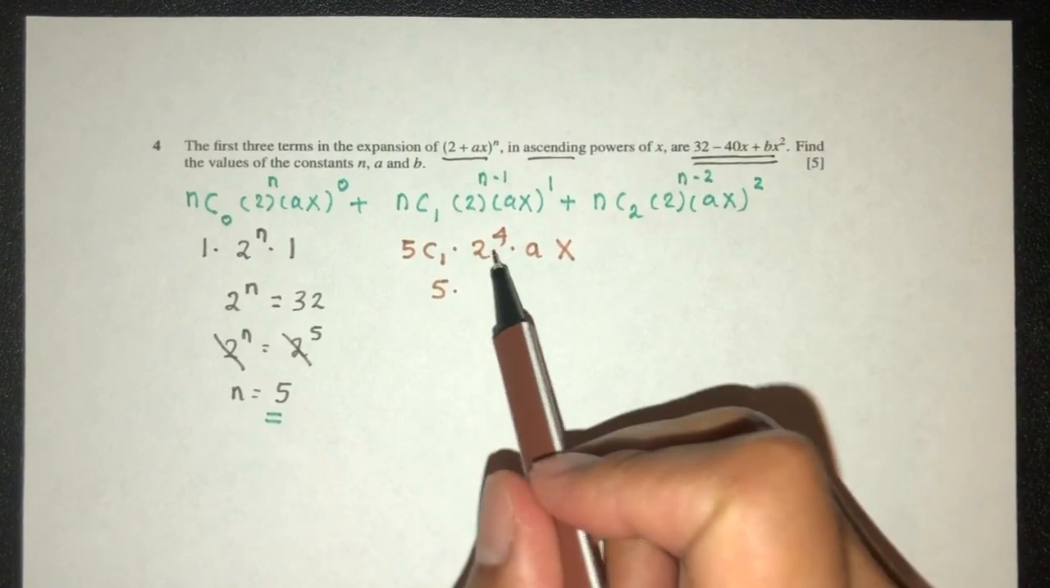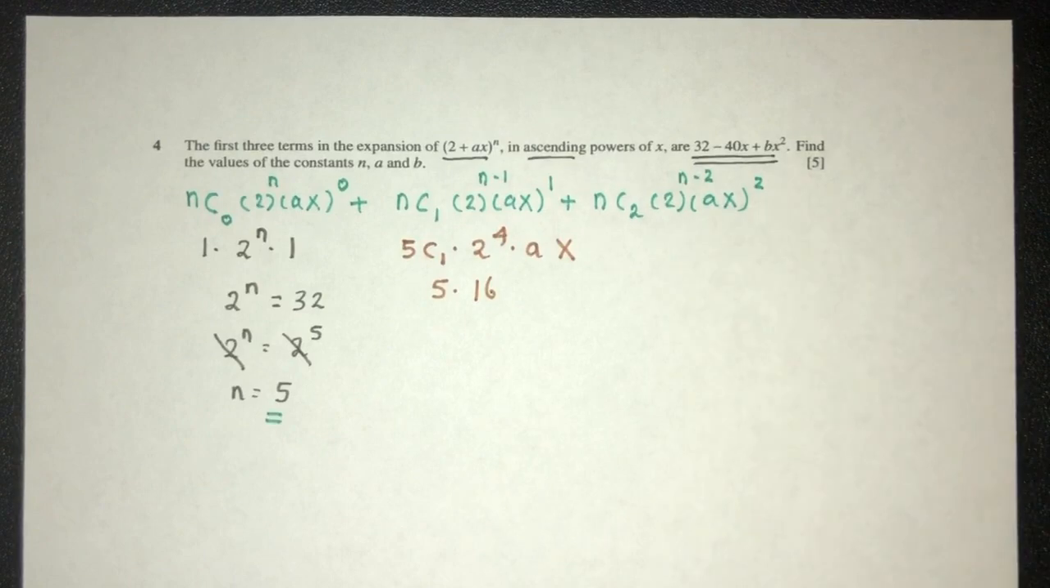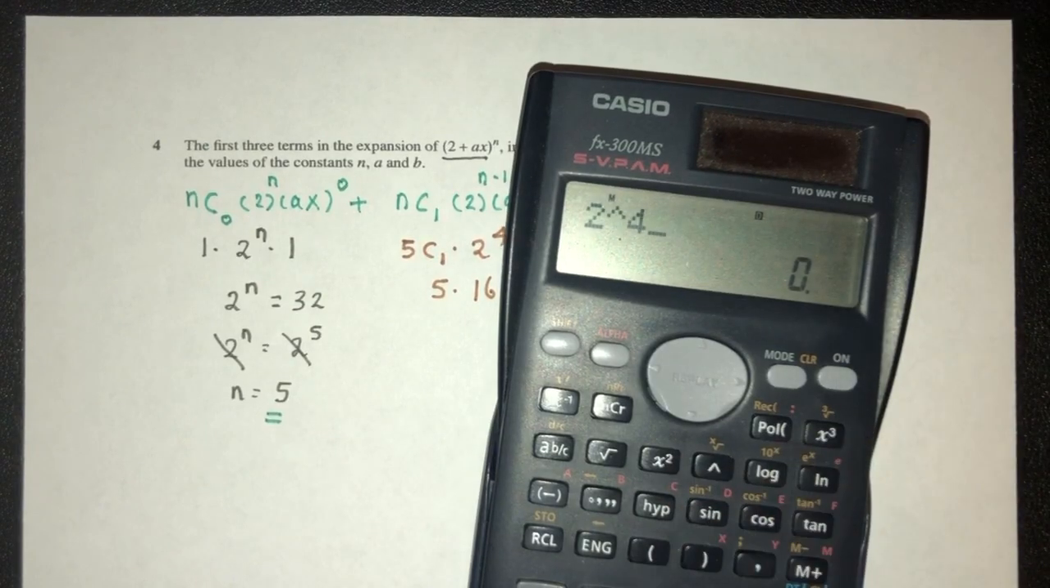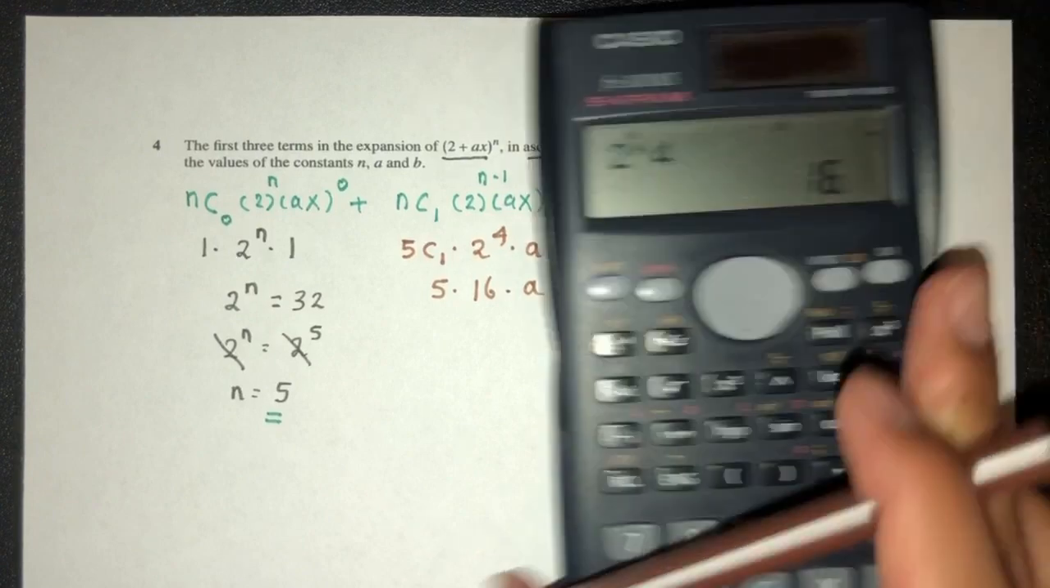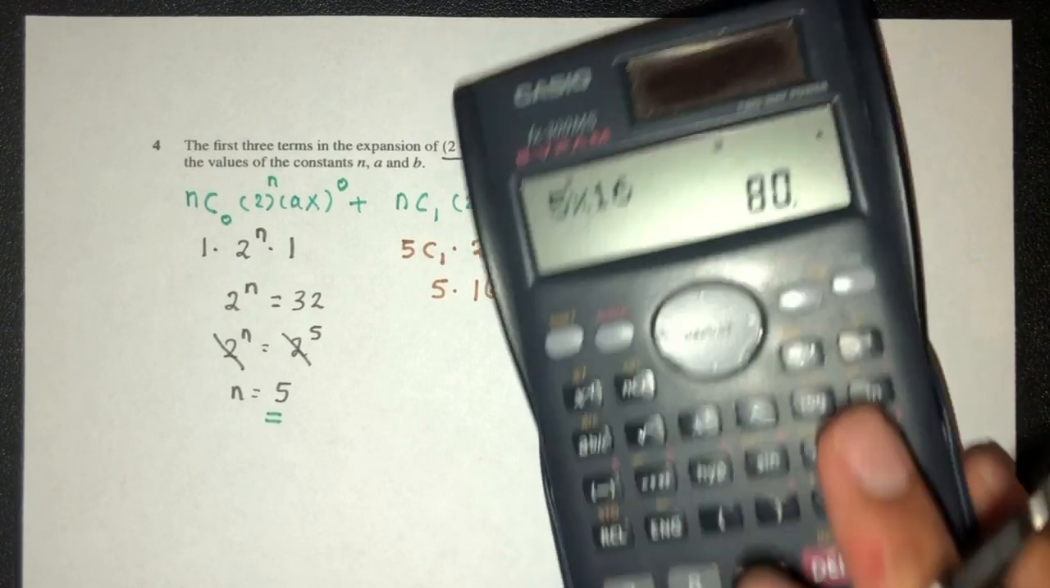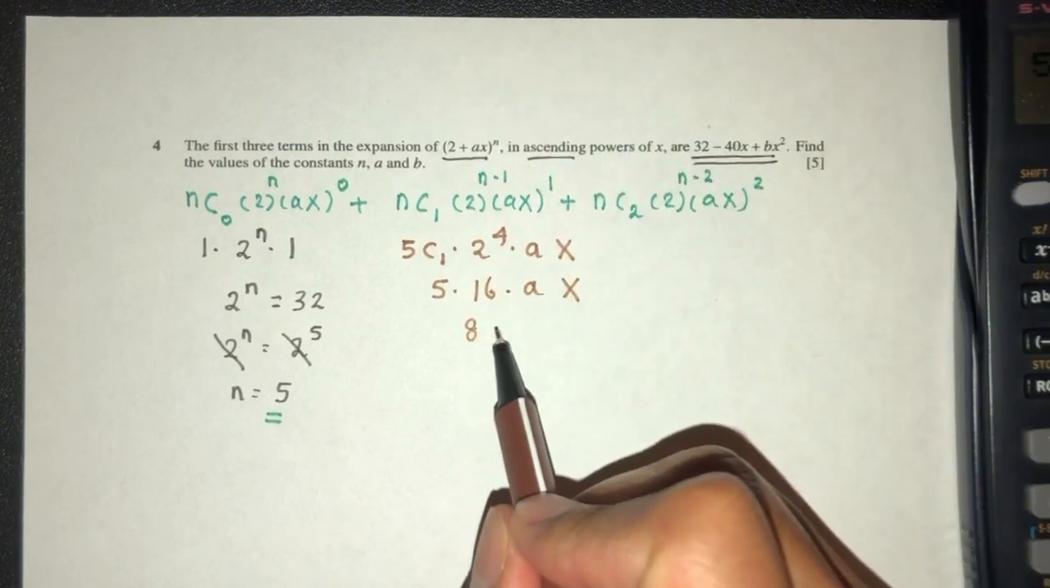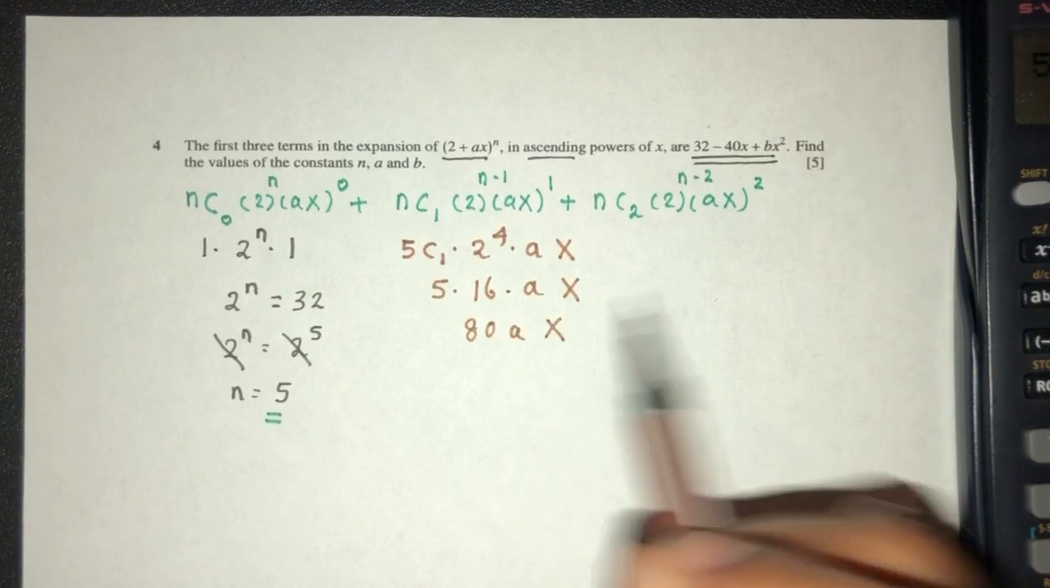Now for 2 power 4 is actually 16. We can always double check that. 2 power 4 is 16 exactly. Now times a and x. Now what is 5 times 16? Let's find out. That should be 80. So 80ax will be the second term.